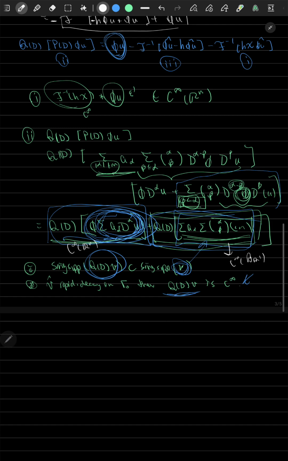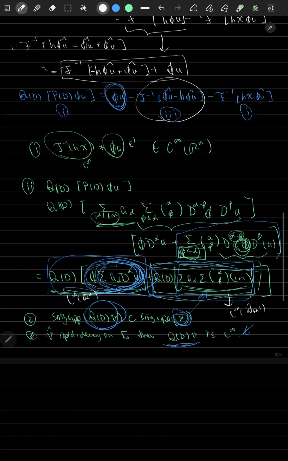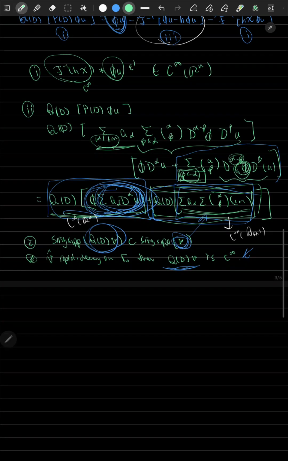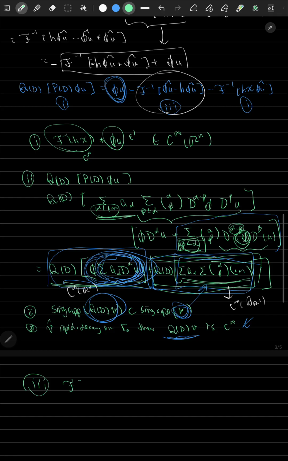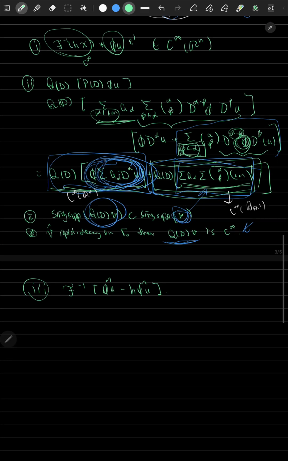So now we're only left with this number 3, right? Let's go for the home stretch here. We only have to show that this one is C infinity in the direction we want. Let's go to number 3, which is the inverse Fourier transform of this minus this. First, let's rewrite it. Let's just distribute this phi, so we have 1 minus h.